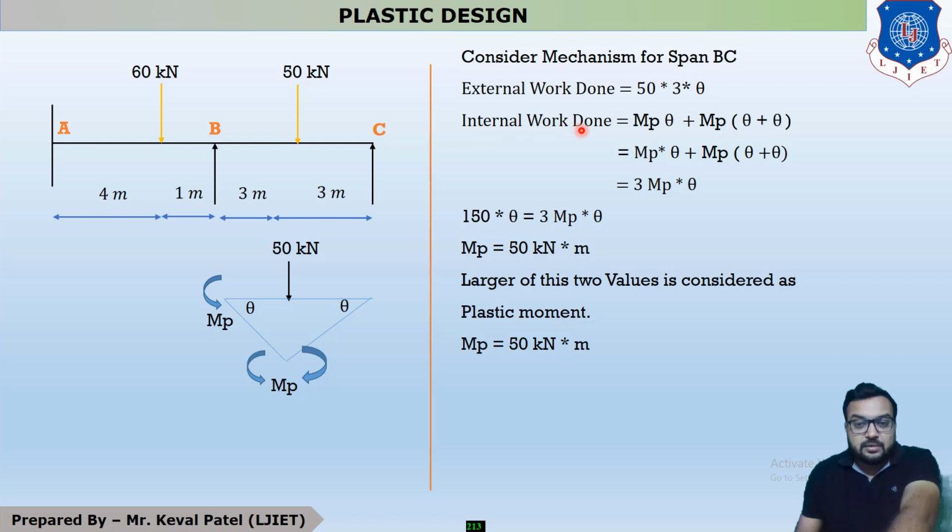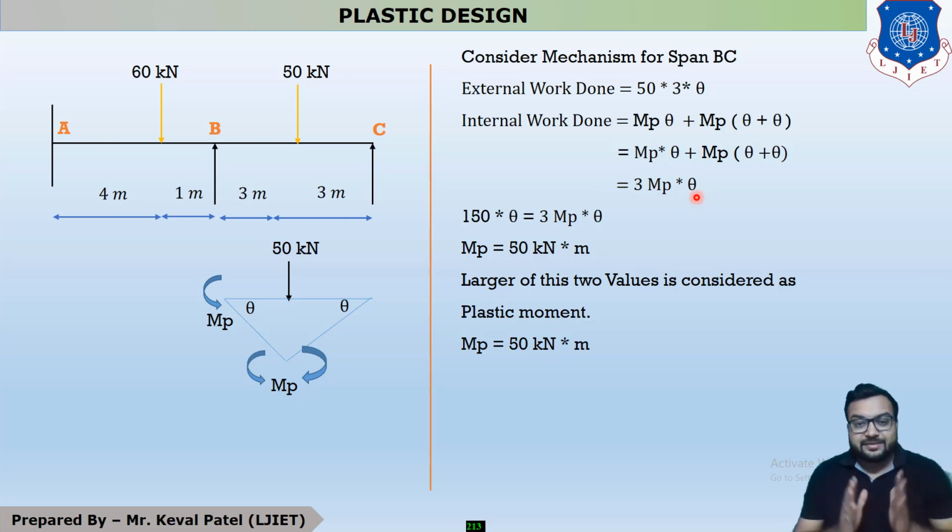Now your internal work done. This is point B, an intermediate support, which is considered as a fixed support, and a fixed support takes moment. So MP into theta at this point. Under the point of load it always takes moment, so it is MP, but at this point our total angle is theta plus theta, which is equal to 2 theta. So this is MP into theta plus theta. At point C, your support is a simple support, and you all know that a simple support doesn't take any moment. After calculating all the values, your internal work done is 3 MP theta.